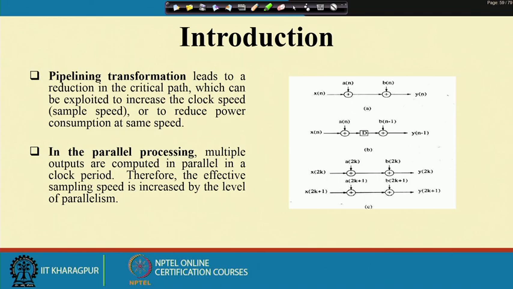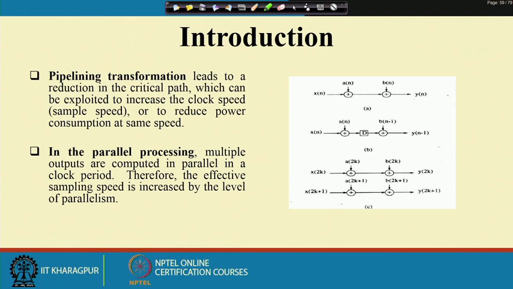But my requirement of critical time is lesser than what I achieve after the architectural and algorithmic optimization. At that time I have to follow this pipelining technique, which can reduce the critical path, thereby increasing the clock speed or sampling speed, and apart from that it also reduces the power.